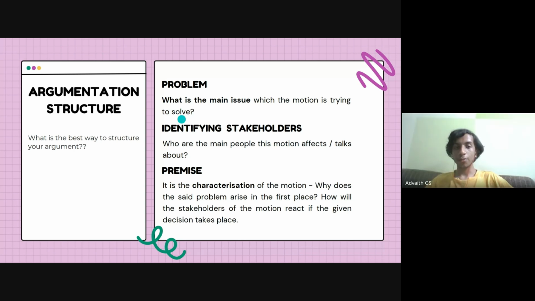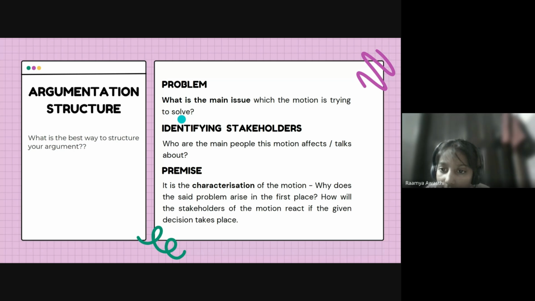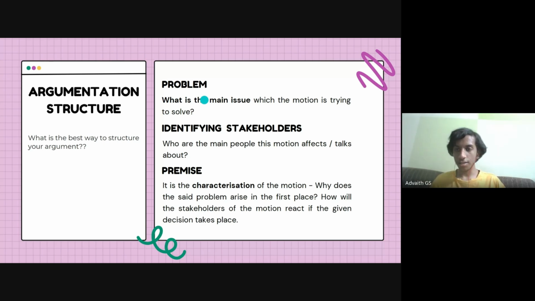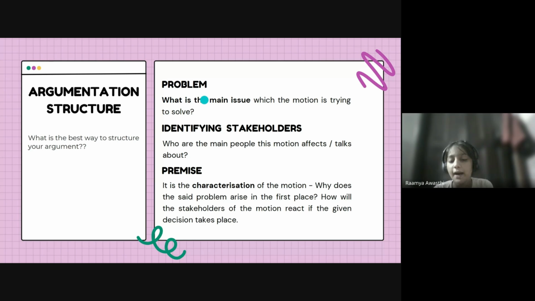Again, I'll repeat my question. What is the main problem here? I'll help you out. I can't understand the example, so I'm not able to frame the problem. Did you read the motion statement? Yes, sir. The Buy Local campaign.